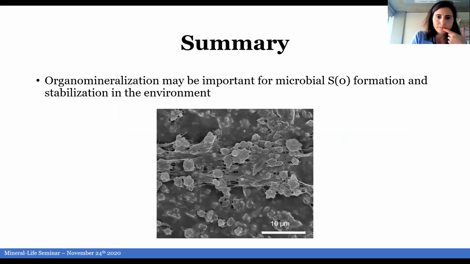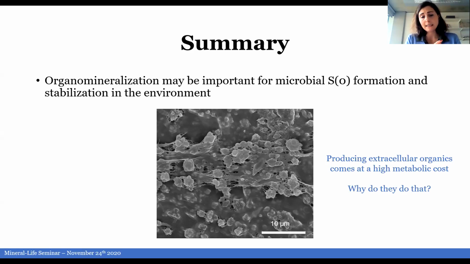Very well. So now, if we look at this image again of these elemental sulfur particles inside these biofilms, you can notice this very abundant EPS organic material. Producing so much organics comes at a very high metabolic cost for a microbe, right? It takes a lot of energy to produce so much organic material and to spit it out. And the next question is, what is the function of these organics?